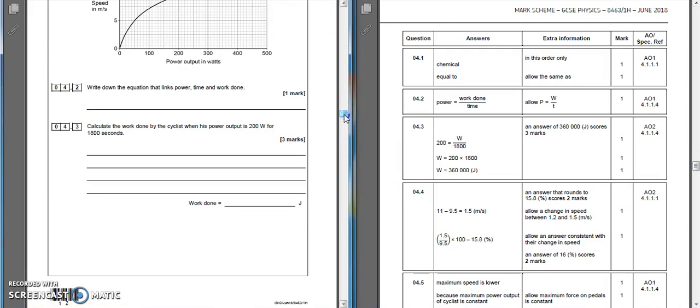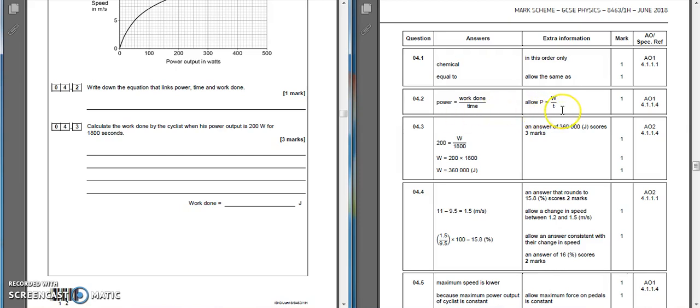For question 4.2, the equation that links power, time and the work done. This mark scheme here suggests power is work done divided by the time. It really doesn't matter which way round you get it, as long as the terms work out the same way. So if you had work done equals power times time, that would be the same thing as well, just in a slightly different organisation. So that would also score you the mark.